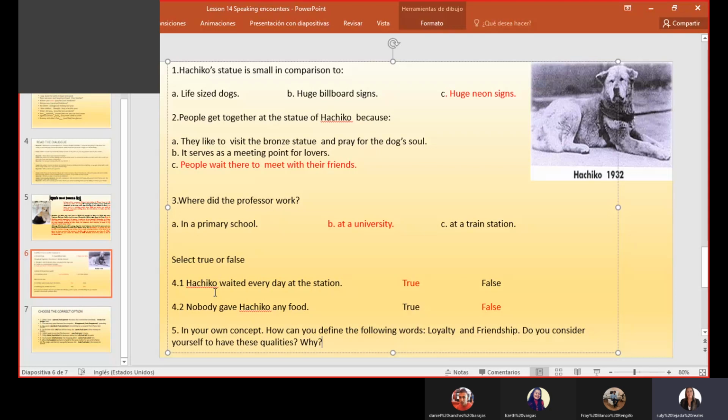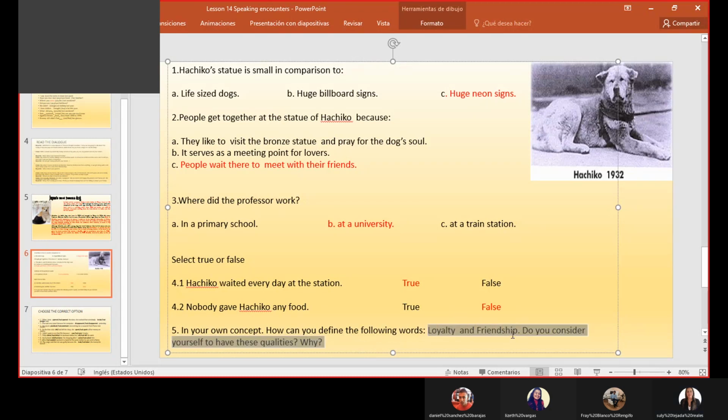So this is a question for you, guys. In your own concept, how can you define the following words? Loyalty and friendship.